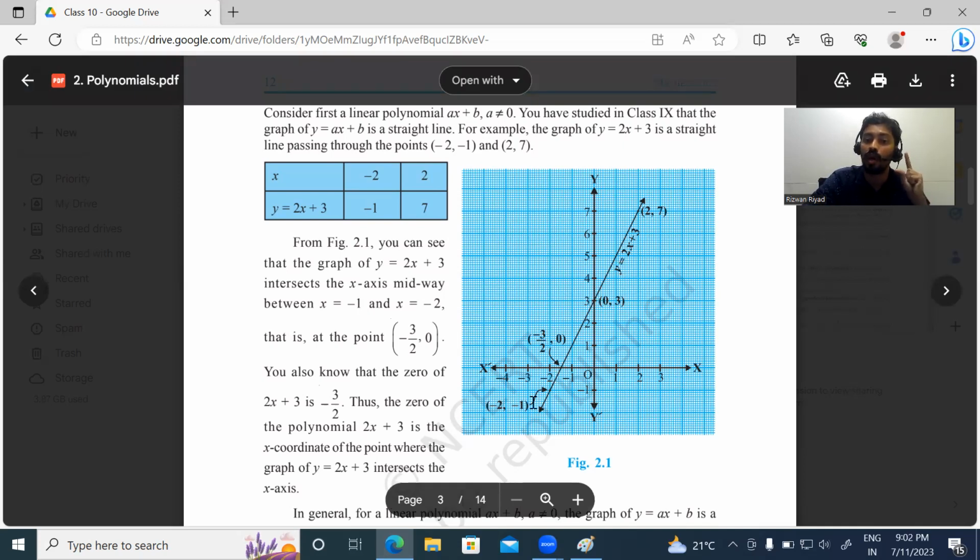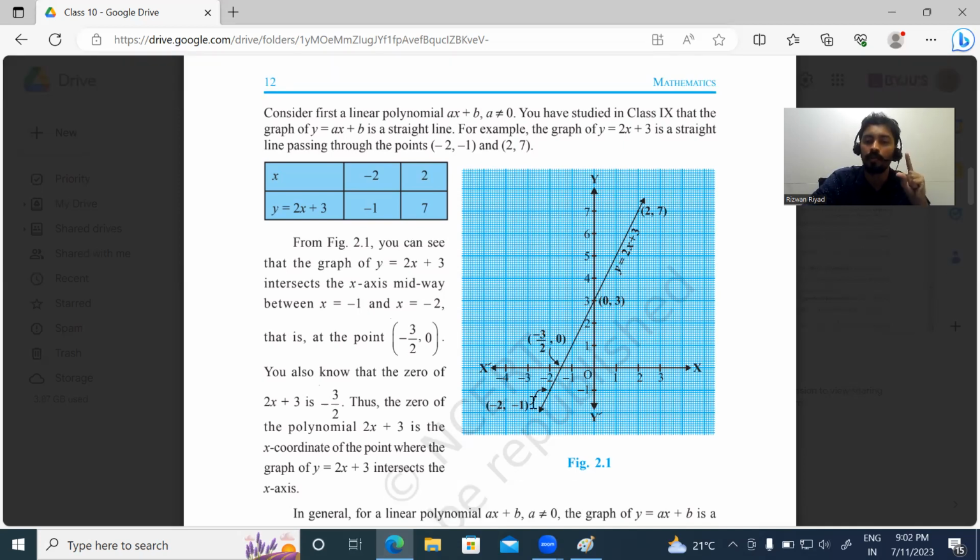If you draw the graph of a polynomial, you can see the intersecting point. In some cases you cannot find one, but in most cases you can find the graph intersecting the x-axis, and the x-coordinate of that intersecting point is known as the 0 of the polynomial. So this is the geometrical meaning of the 0 of a polynomial.